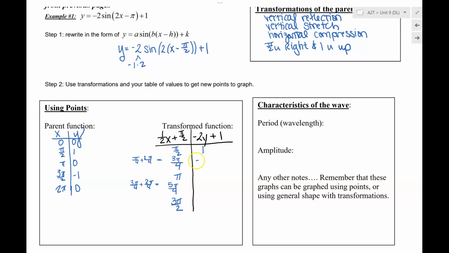Okay, if we plug in 0 for y, we get 1. If we plug in 1, we get negative 1. If we plug in 0 again, we get 1. If we plug in negative 1, we get 3. And then if we plug in 0 again, we get 1.